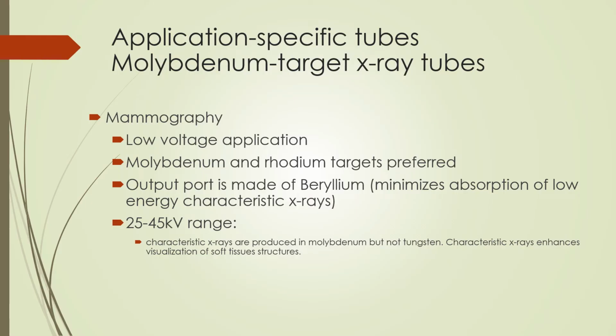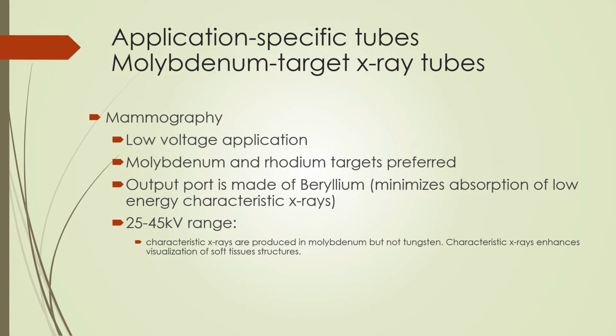Let's now look at some special X-ray tubes. Mammography operation requires tubes to be designed to provide the low-energy X-rays needed for optimal mammography images. I mentioned earlier the difference in target materials used for mammography tubes compared to general diagnostic imaging. Recall that the most common target materials in mammography tubes are molybdenum and rhodium. The output port is also made of beryllium.